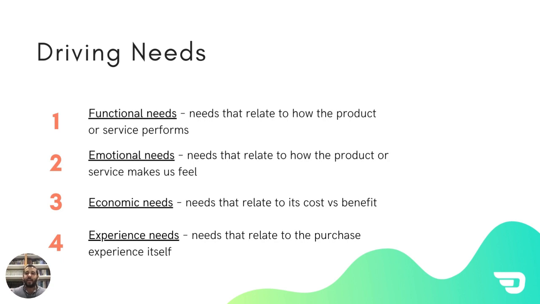Right? Then there are what we call economic needs. These are needs that relate to its cost versus benefit. How expensive is it? Is it a fair deal compared to competitors? Right? We don't want to be taken for a ride. Is it value for money? Will we get a return on our investment? And so on. And then finally, there are what we call experience needs. These are needs that relate to the purchase experience itself, not to the product or service. For example, how friendly, helpful, easy, and straightforward is the payment process? What's the site's user experience like? These are what we call experience needs.